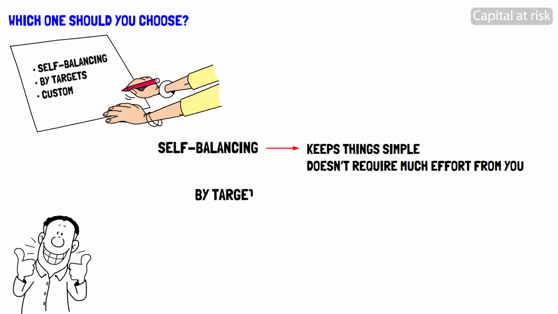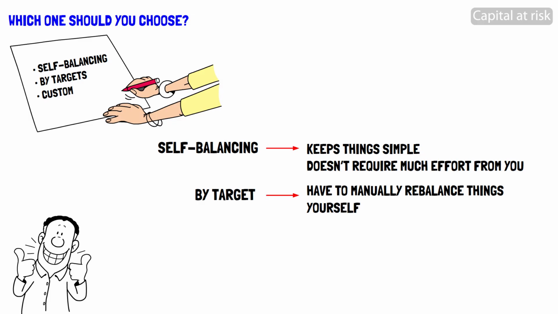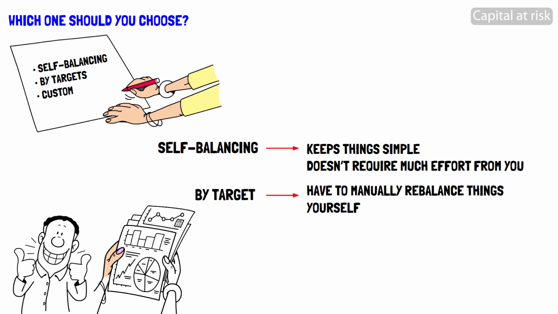If you go with the buy target option, you'll have to manually rebalance things yourself. As your portfolio grows bigger, self-balancing might not cut it anymore, and you'll probably need to get more hands-on at that stage and switch to targets, then manually rebalance.